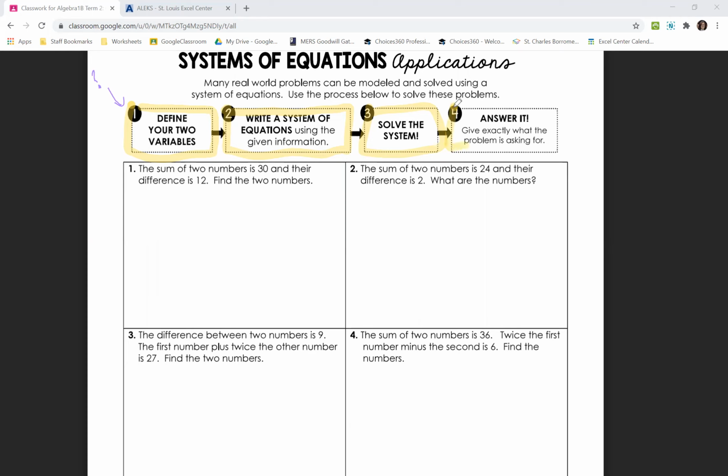And then finally, make sure you confirm your answer. Don't ever leave something undone and just say that X is equal to 2. Well, what is 2?